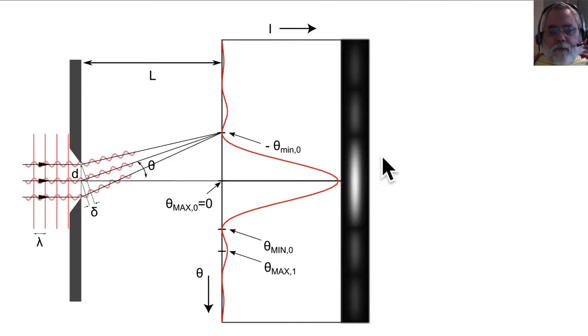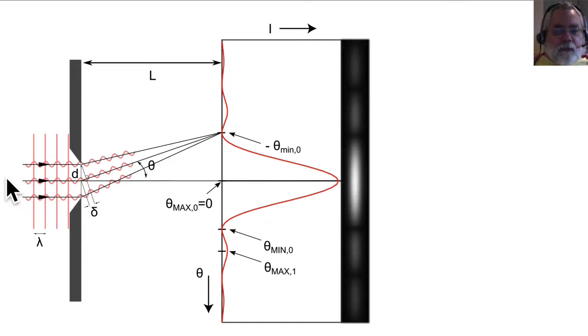Here to the right is showing the actual intensity of the light that comes through. So brighter white is more intense. And we see that the maximum intensity is in the middle, straight ahead. And it falls off, and then it hits zero, and then there's a little bit of intensity again.